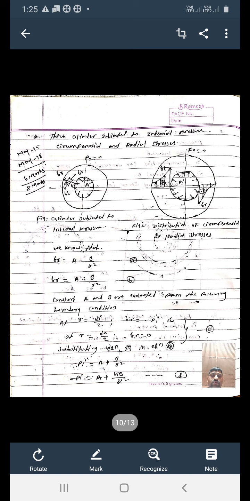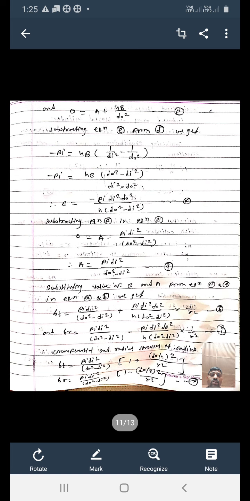Then what we will do: substituting equation C in equation B, you will get minus Pi is equal to A plus B divided by r square. If you solve this, minus Pi is equal to A plus 4B divided by di square. I will write this as equation number D. And 0 is equal to A plus 4B divided by do square. This is equation number E.